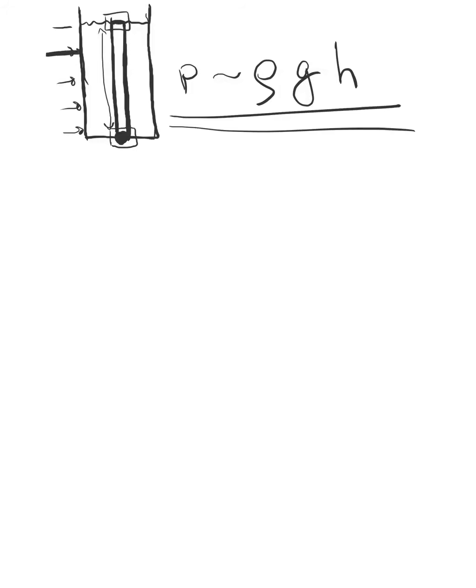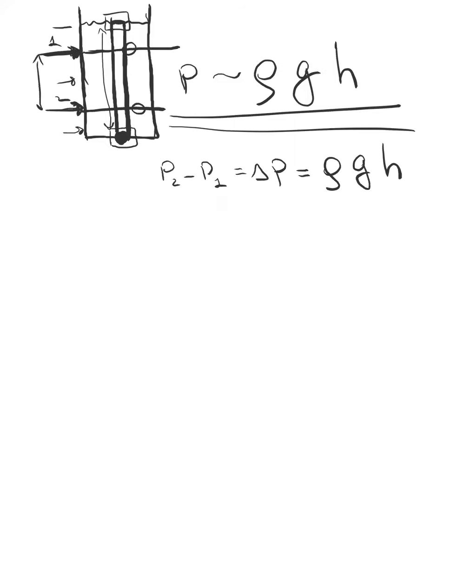If you have two points, let's say this is level 1, and this is level 2, slightly deeper, then the difference in pressure between level 1 and level 2, which is P2 minus P1, and I will call it delta P, is equal to the density of the fluid times g times h, where h is the difference in height. So this is one of our key formulas. I will circle it, and I will keep it here for future reference.